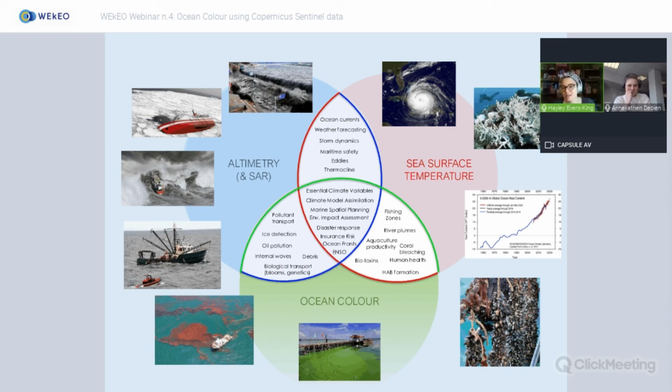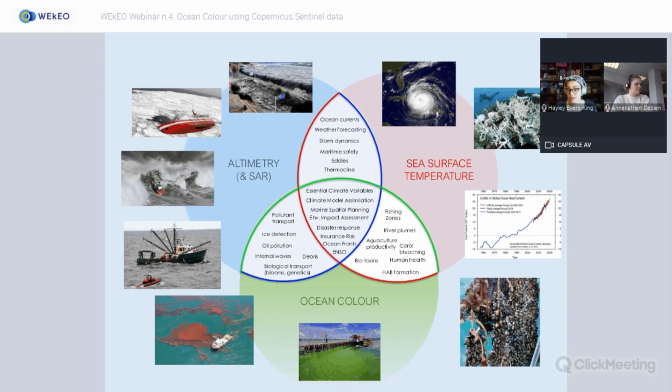So I just wanted to finish off by summarizing the different applications that this data can open up for you. This Venn diagram shows very nicely some of the applications that ocean color data can be used towards. These are the ones highlighted in green. But you can also use this data in combination with other types of marine data that's available through Copernicus and through WEkEO, and particularly on Sentinel-3, including sea surface temperature and altimetry.